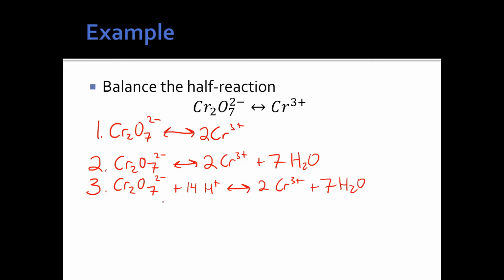Go. And the last step is to balance the charges. So let's count the charges. On the reactant side I have a total charge of 2 minus plus 14 plus, that is 12 plus on this side. On the product side I've got a total charge of 2 times 3 plus, that's 6 plus. So I need to add enough electrons, I think, to the reactant side.